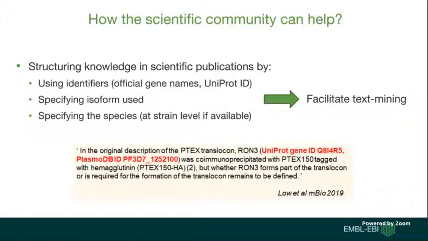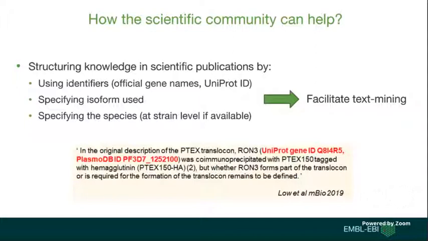Especially by structuring knowledge when they publish their data. For example, by using identifiers like the official gene name and protein ID. And here you have a very nice example of a recent publication where the authors provide two unique identifiers for the protein, the UniProt ID, and also an identifier from the database specific for the species.